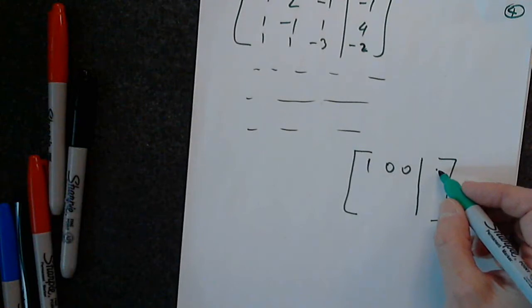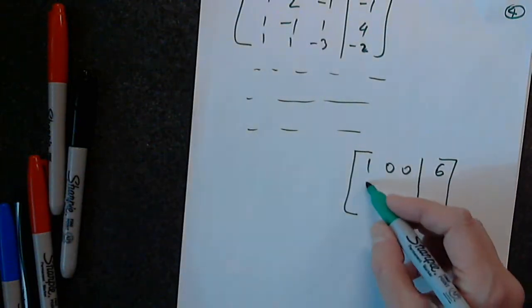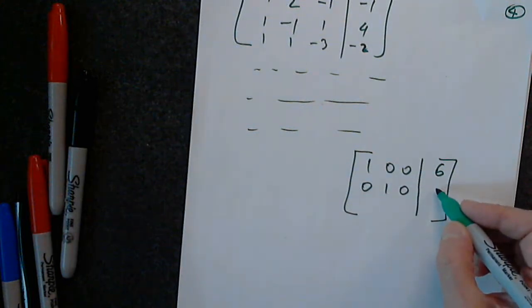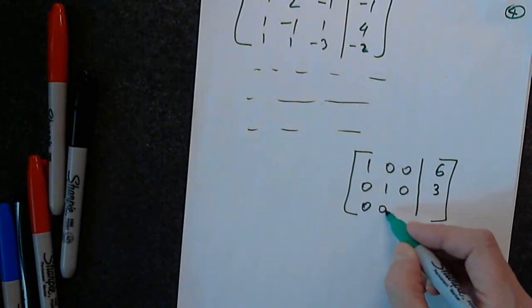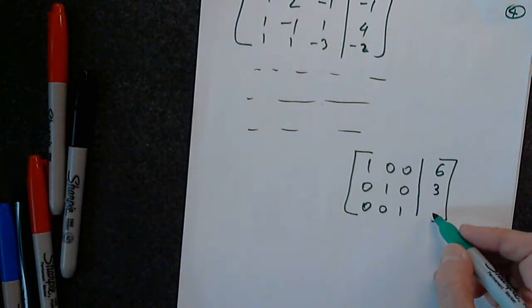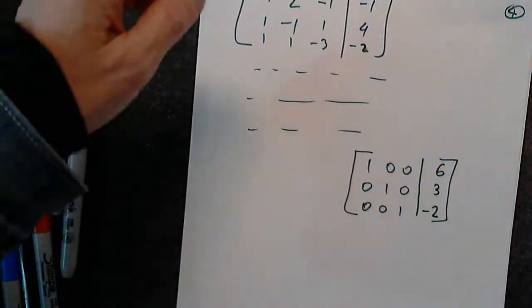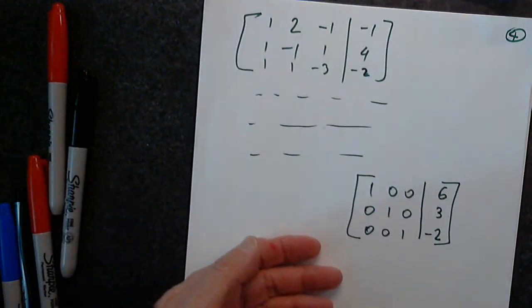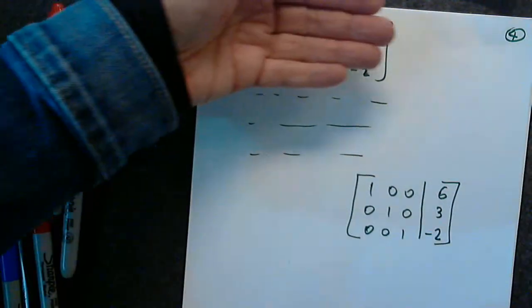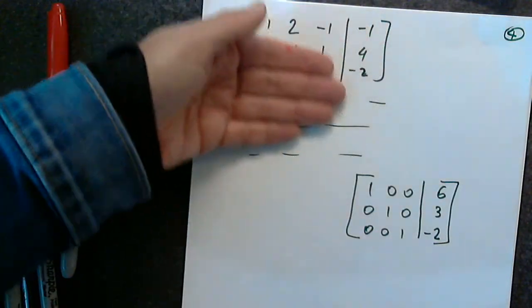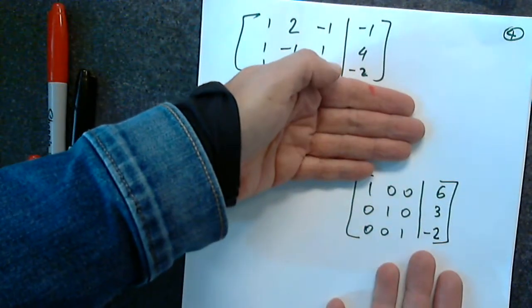Give me a number. Perfect. Another number. Another number. Perfect. So, of course, this is not the solution. I have not solved the system yet. But I would like this to become this.